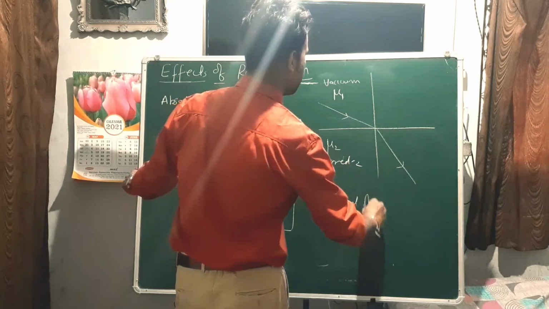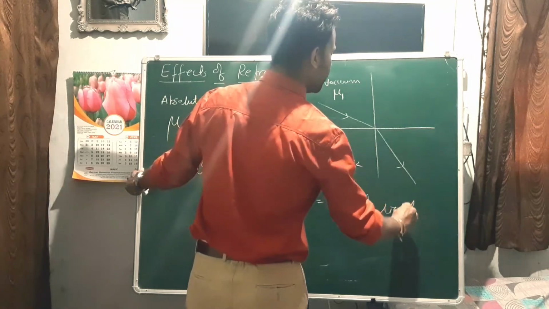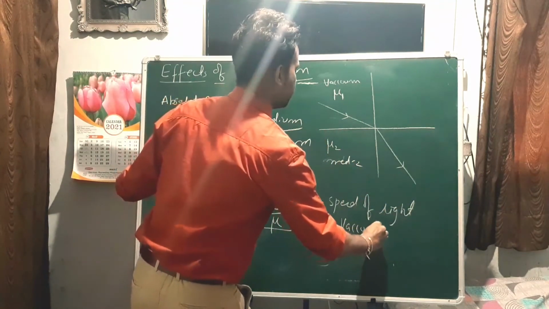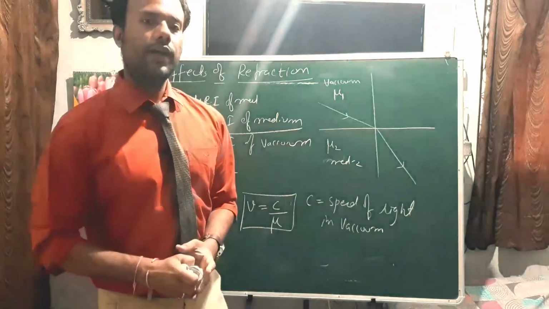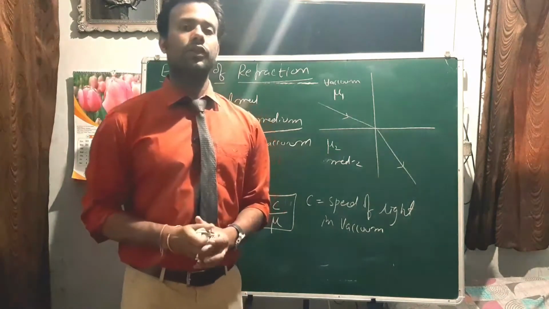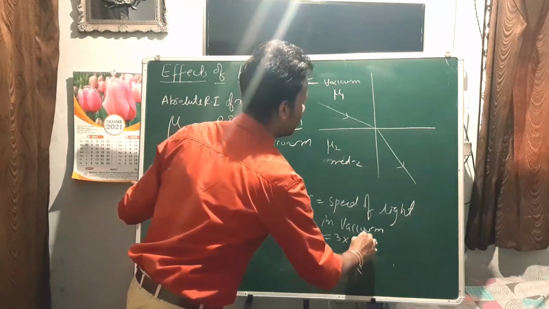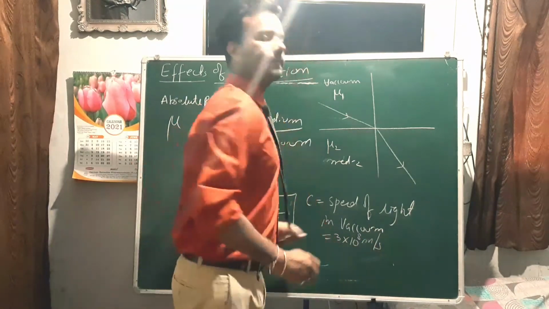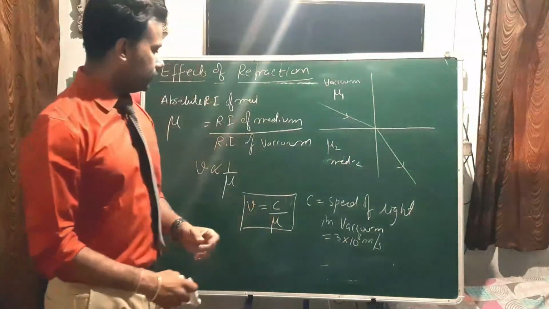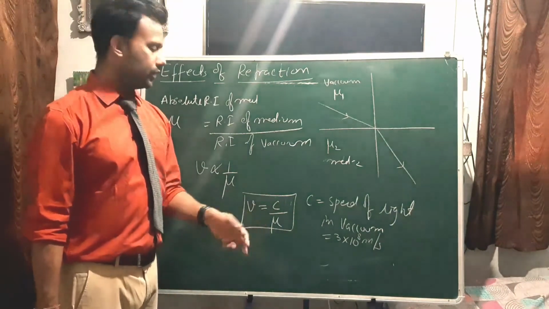C is the speed of light in vacuum, and the speed of light in vacuum is always constant, which is equal to 3 into 10 to the power 8 meter per second. So this is a very important relation: V equals C upon mu.